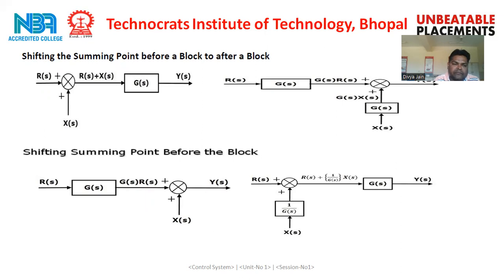And again, shifting the summing point before a block to after a block. First of all, in this case the summing point is before the block, and we will shift this summing point after the block. When we shift the summing point after the block, G(s) will be multiplied on the X(s). And in the second case, suppose this summing point is after the block, and we shift it before the block, then this block will be a division on this signal, 1 upon G(s).